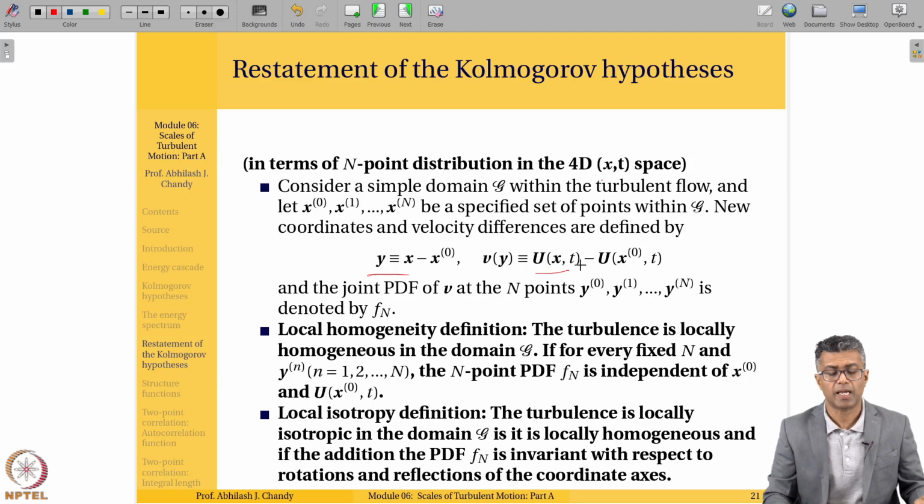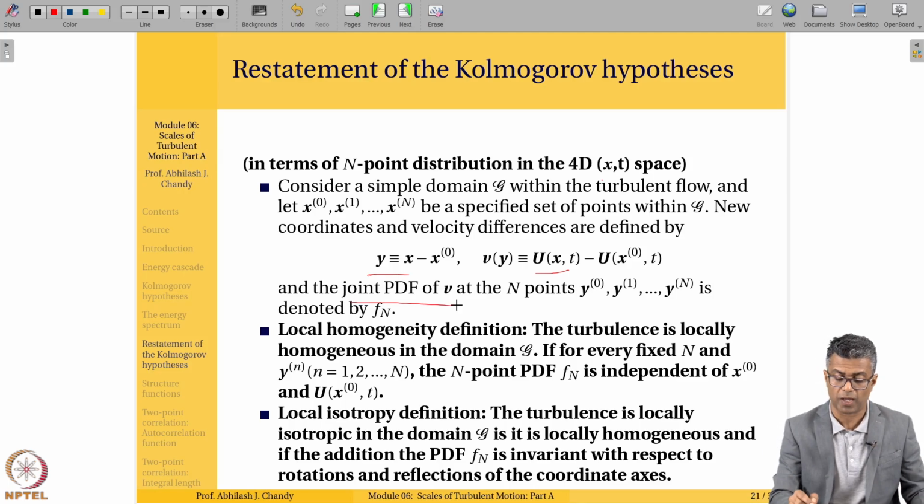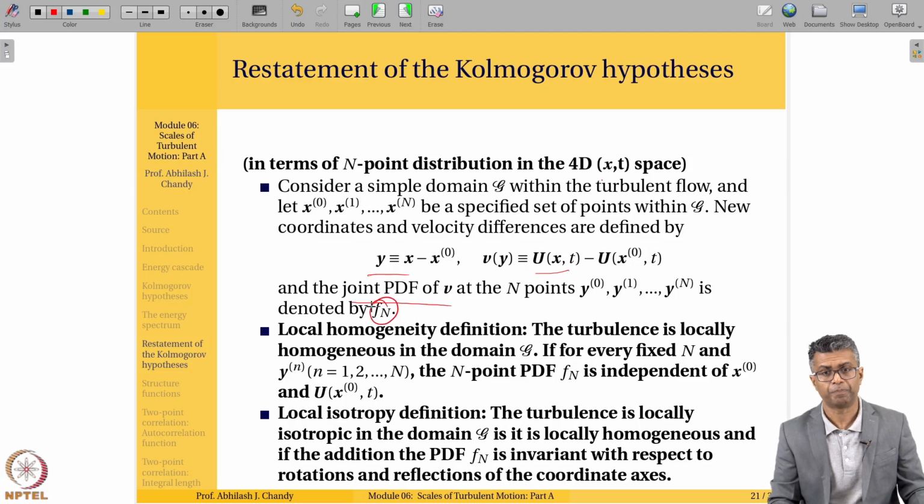Now, what we are saying is, let's say the joint PDF of V, because that's what we are talking about, the joint PDF of V in all these points is denoted by Fn. With that as the context, let's look at each of Kolmogorov's hypotheses.